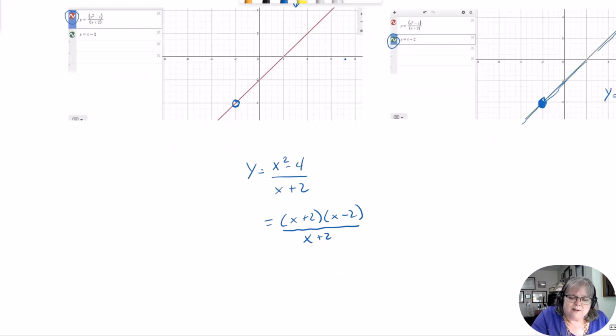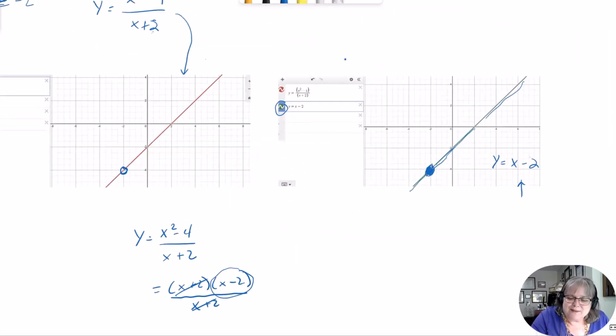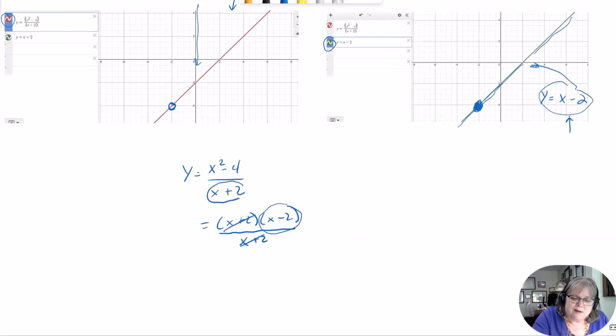So x squared minus 4 factors down to x plus 2 times x minus 2, and these two x plus 2's reduce out. Some teachers get very upset if you say cancel. So canceling's fine, but if your teacher doesn't like that, don't use it. Okay. So this reduces to the x minus 2. And so this is why this, which is actually this graph, is represented by this, because you could remove this discontinuity by using algebraic manipulation, factoring it and reducing it.